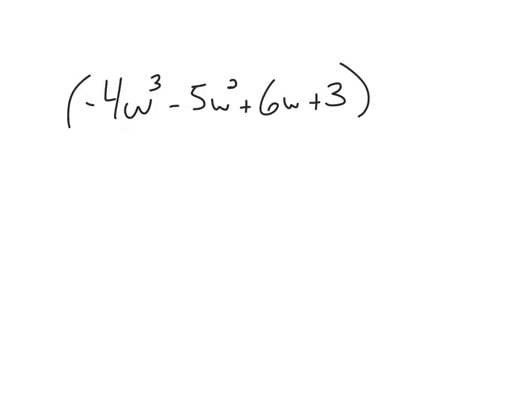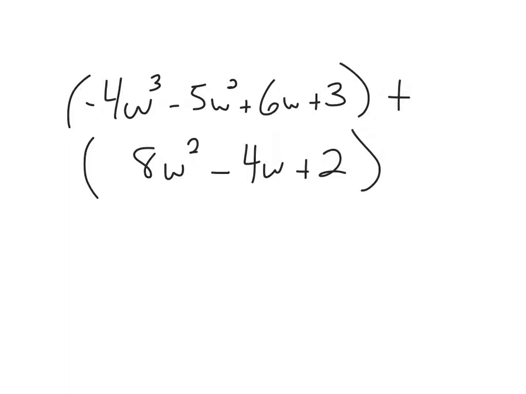So I have negative 4w to the third minus 5w squared plus 6w plus 3. Sorry, I'm running out of room here. Plus, and I'll write the other one just right underneath it. Maybe that'll make it easier to see how we can combine these. So plus 8w squared minus 4w plus 2. So I want to add these two polynomials together.